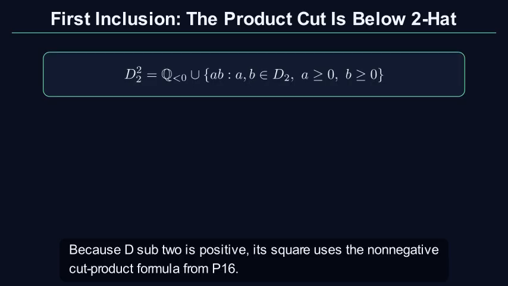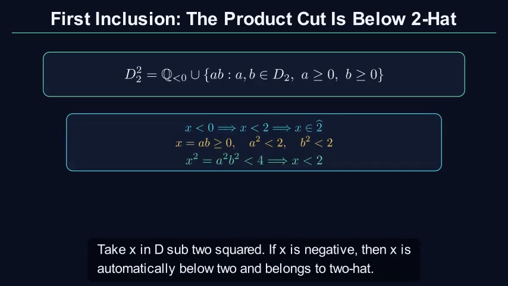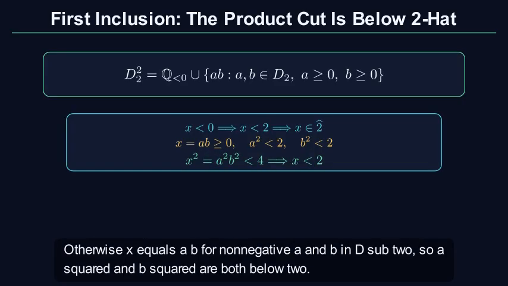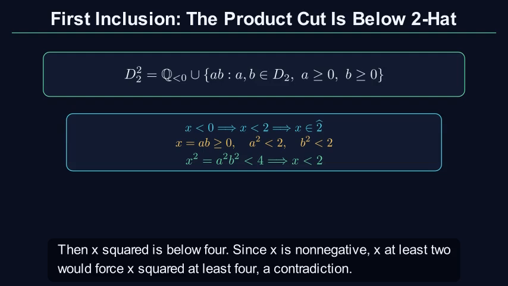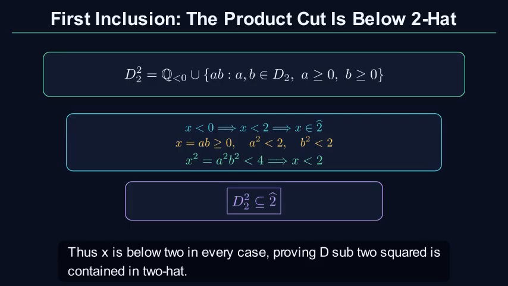Because D sub 2 is positive, its square uses the non-negative cut product formula from P17. Take x in D sub 2 squared. If x is negative, then x is automatically below 2 and belongs to 2 hat. Otherwise x equals ab for non-negative a and b in D sub 2. So a squared and b squared are both below 2. Then x squared is below 4. Since x is non-negative, x at least 2 would force x squared at least 4, a contradiction. Thus x is below 2 in every case, proving D sub 2 squared is contained in 2 hat.